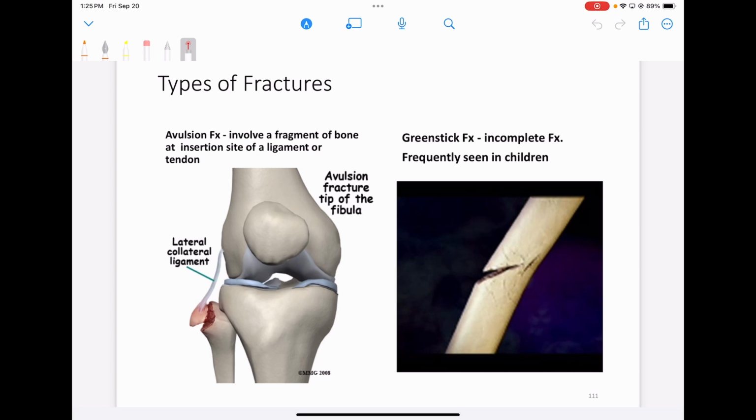Very common in children with abuse. You'll see this. So if anyone comes with a greenstick fracture as a child, don't just assume they were abused, but in the back of your mind, look for signs of abuse that may be there.